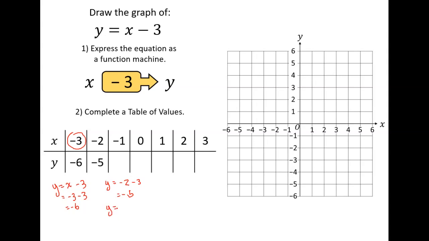Then I can put -1. So I have -1 minus 3. So I get -4. And again, if you're not super great with your signed numbers, you can always use that negative button on your calculator. And then 0 take away 3 is -3. 1 take away 3 is -2.